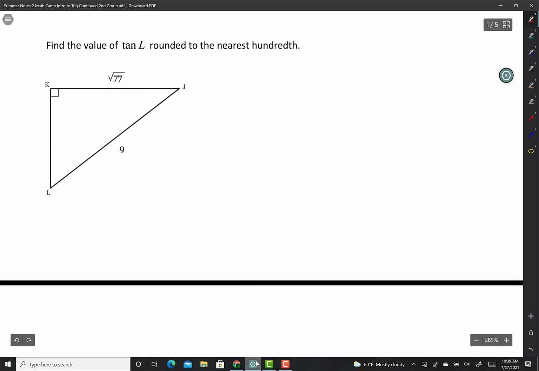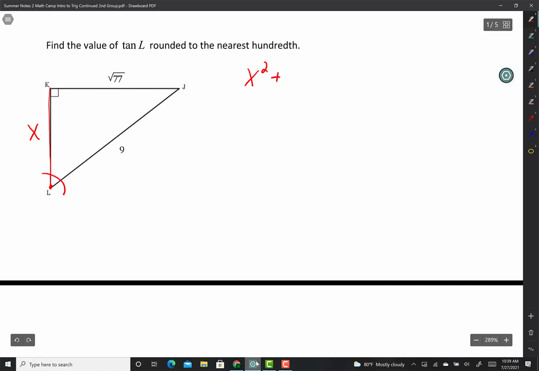It says, find the value of tan L. So here's L, and tan L is opposite over adjacent. You're going to notice something. You are missing this side. So what theorem can I use to figure out that side there? Yeah, Pythagorean Theorem. We're going to do it in one step. If it confuses, you know what? Let's do it in several steps.